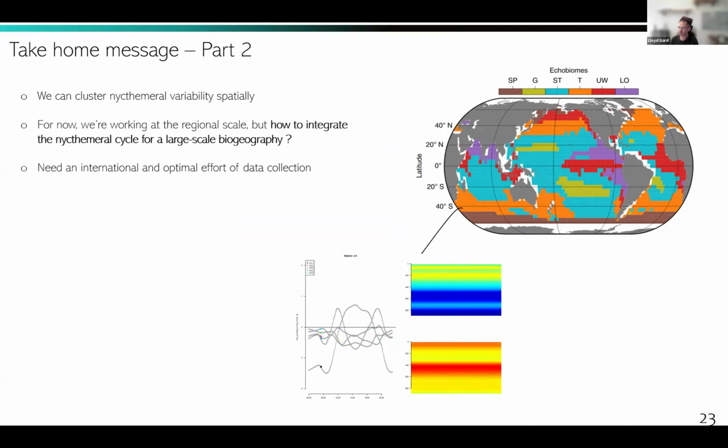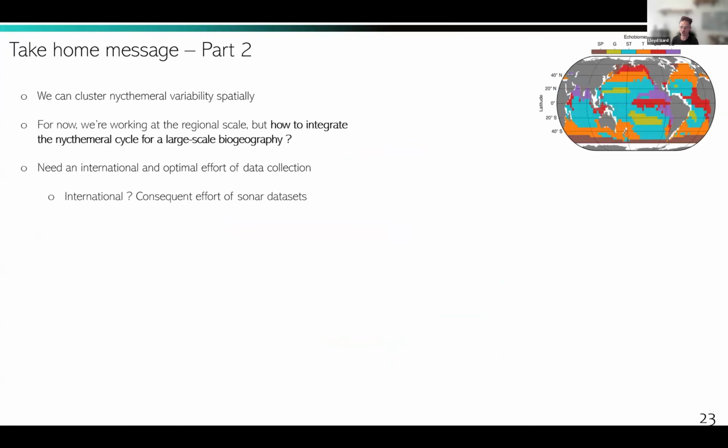So for that, we actually need an international and optimal effort of data collection. Why international? Because to produce such global ecobiomes, we need data sets that cover many regions of the ocean, and that's only reachable through collaborative efforts of the different oceanographic fleets around the world.